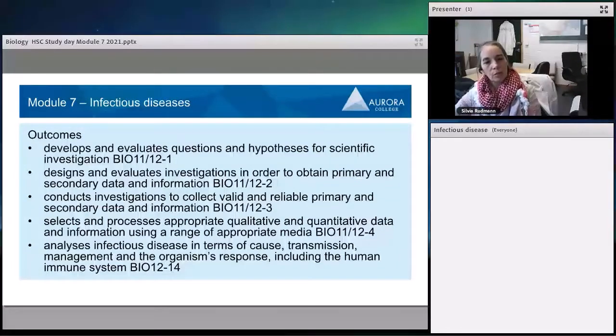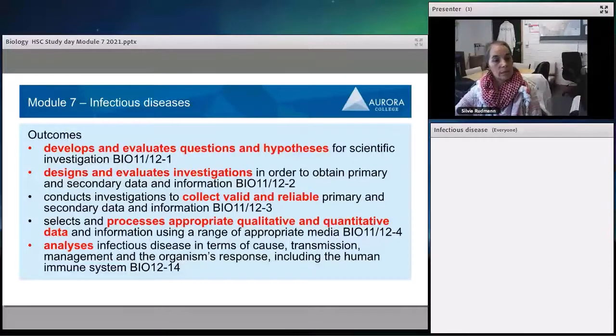So this module focuses on these skills: evaluate questions and hypotheses, evaluate investigations, conduct investigations. So maybe you were doing some practical things during your lessons, and then you had to select data from different media, and then all this is applied in the analysis of infectious diseases and what causes that disease, how it's transmitted, how it's managed, how the organisms respond, right? Which includes our immune system.